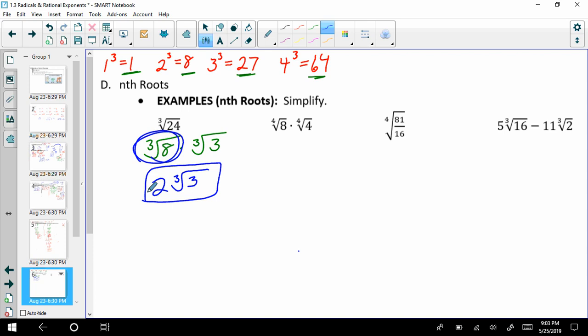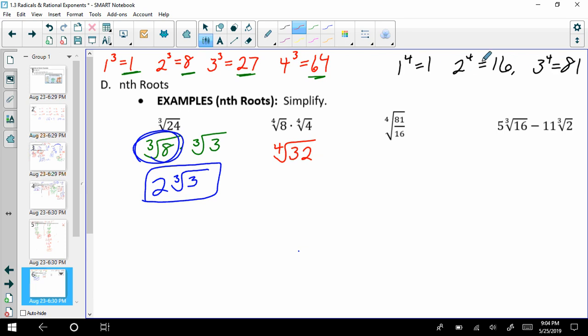The next one. Now this one is the fourth root. Let's make ourselves a little list here. 1 to the fourth is 1. 2 to the fourth is 16. 3 to the fourth is 81. You could keep going. I think that will be fine with those. So I'm going to multiply them together first because they're both fourth roots. And I get 32.